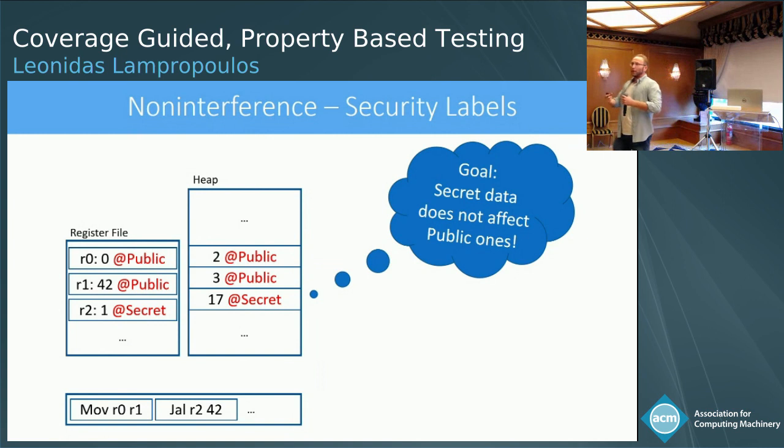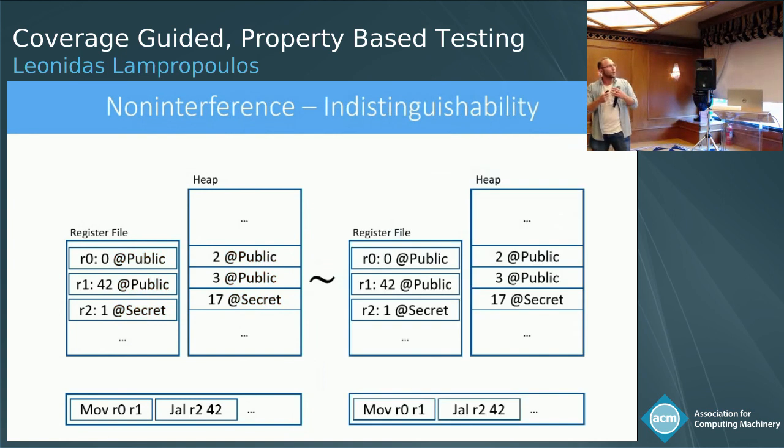How do we enforce that? Well, to enforce that, we start with two machines. It's what's called a hyperproperty. So we start with two machines that are almost identical. They're indistinguishable, which means that they are allowed to differ only on data which are tagged secret, right? So if we change that one which is tagged secret in the register file to 0, these machines stay indistinguishable even though they're otherwise identical.